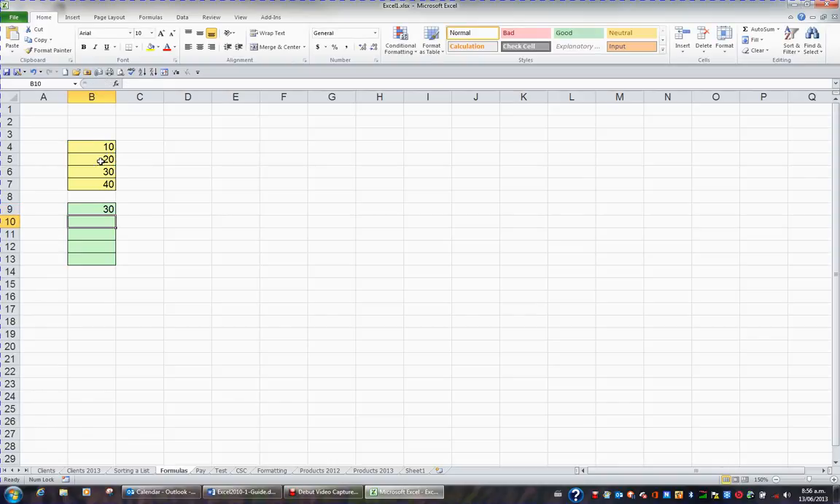I see the answer 30, and when I click on the cell B9 and I look up in the formula bar, I can see the formula that's sitting in B9 is equals B4 plus B5. B4 contains the value 10, B5 contains the value 20, and that's why I'm seeing the answer 30 sitting in the cell B9.